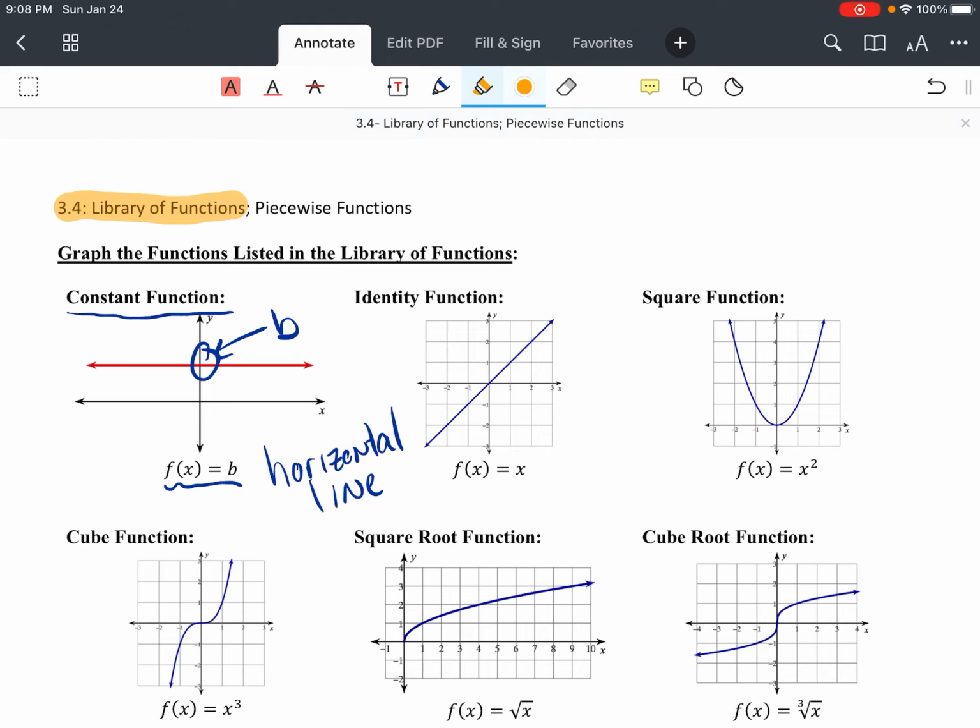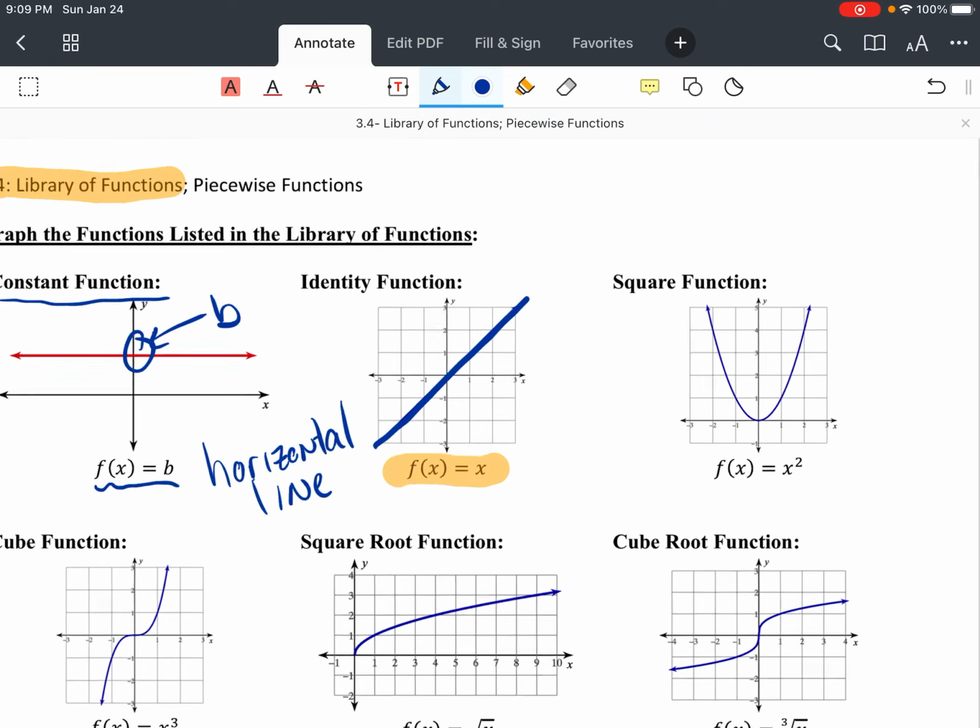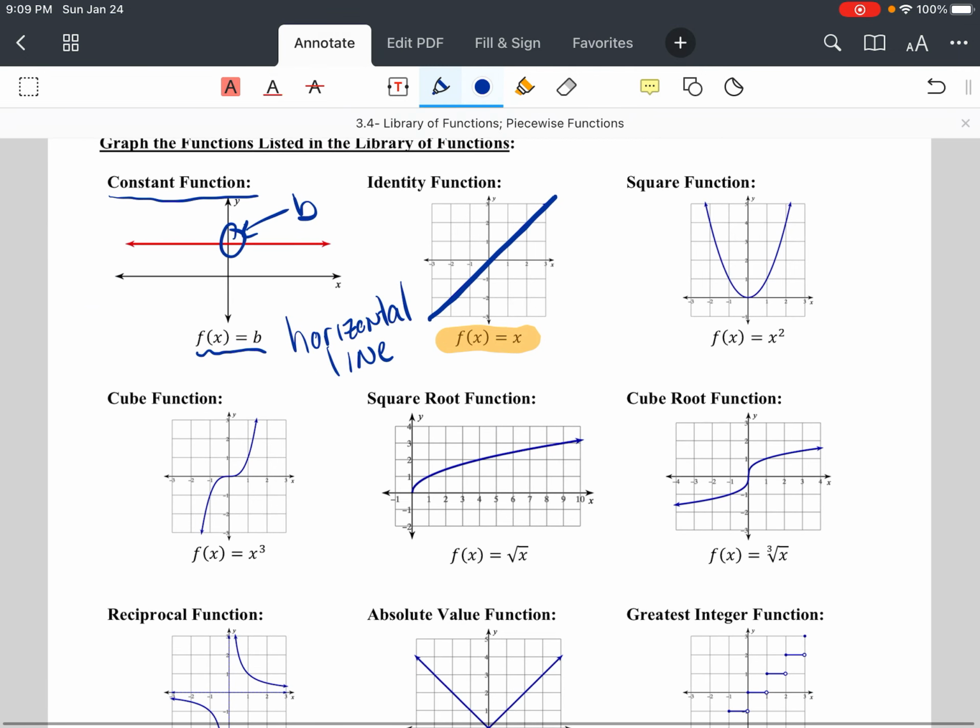Now, the next one we're going to talk about is called the identity function. The identity function is simply a linear equation with a slope of 1. Okay, notice that the identity is positive and it goes through the origin.